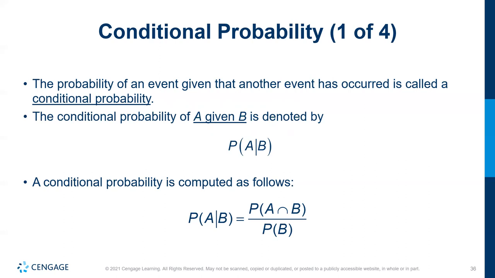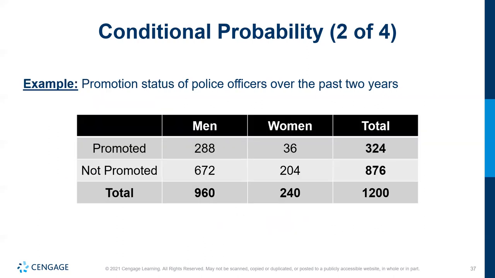Here's the formula. The probability of A given B is the probability of the intersect of A and B divided by the probability of B. Again, for a math class, we get into more proofs. I don't think it's necessary for this class. We just want to learn the concept and then we'll move on.